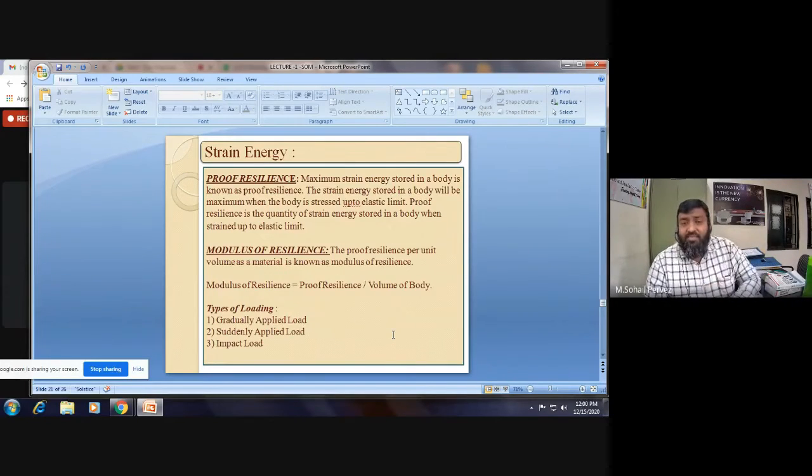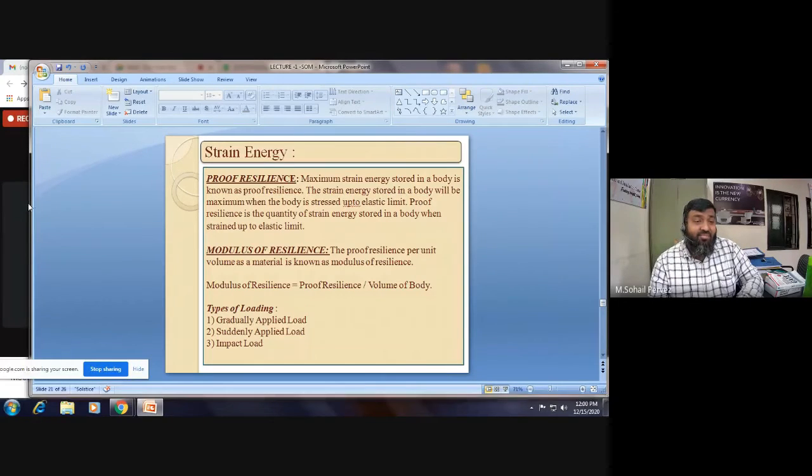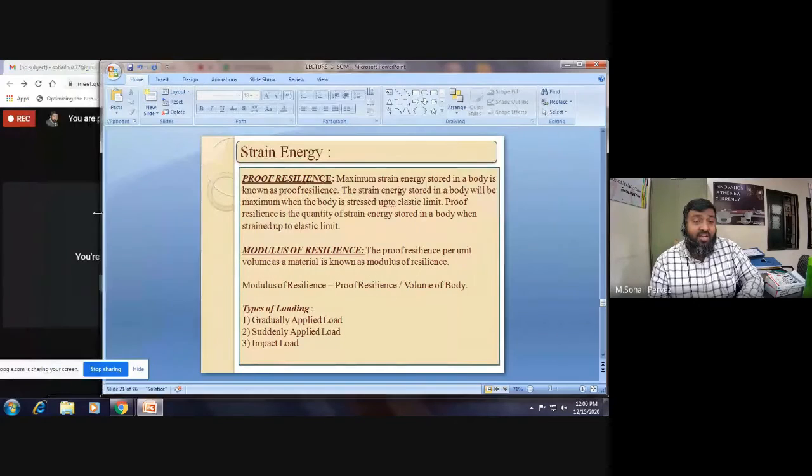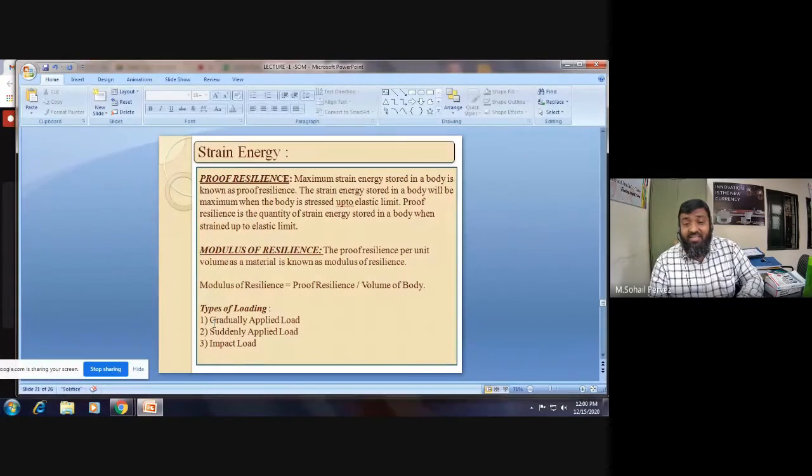Proof resilience: the maximum strain energy stored in the body is known as proof resilience. Modulus of resilience, again the same thing. You might have studied this in the subject mechanics of materials. Modulus of resilience is the proof resilience per unit volume of the body. Now, how many types of loading are there? This is again very, very important.